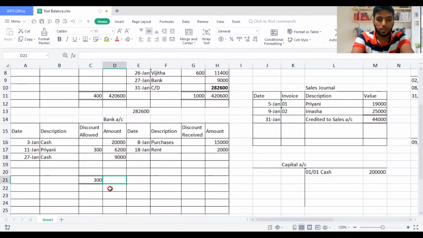So I'll record here 35,200, the total, these three totals. And then in the same way, the column which I have taken for discount allowed and amount, I will take discount received and amount. There are no balances for discount received, so I'll just put a dash. And here I get 17,000. So I can write the difference. 35,200 minus 17,000 will give me a value of how much? 18,200. So that's easy, guys.